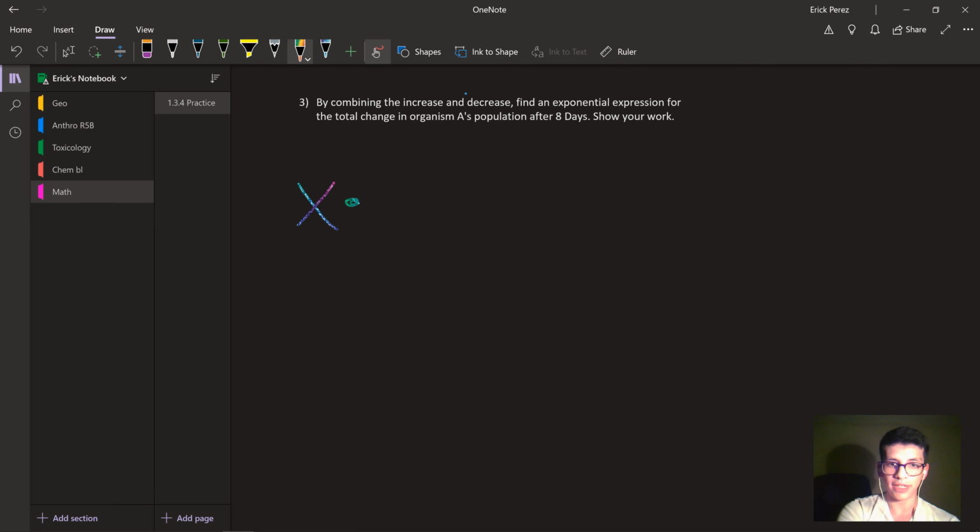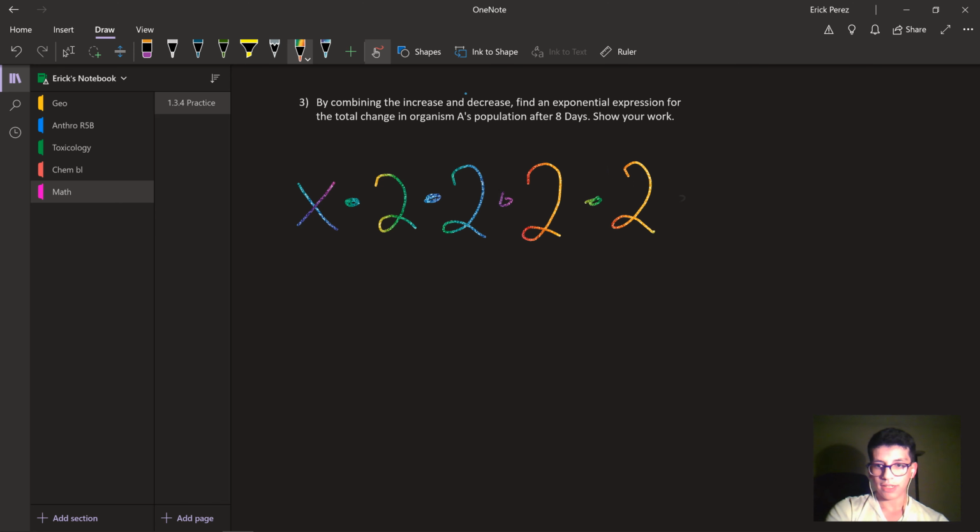Remember, after 1 day, we doubled in size, times 2, right? So that's the first day. And the second day, we also multiplied by 2. We doubled in size. Same thing for the third day, and the fourth day, and the fifth day. But then on the 6th day, we got infected by a virus, right? And that means they're saying our population got cut in half after we got infected. So every day that we're infected by our virus, we're multiplying everything by 1/2.